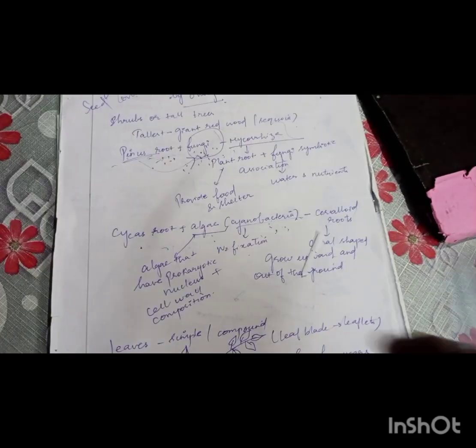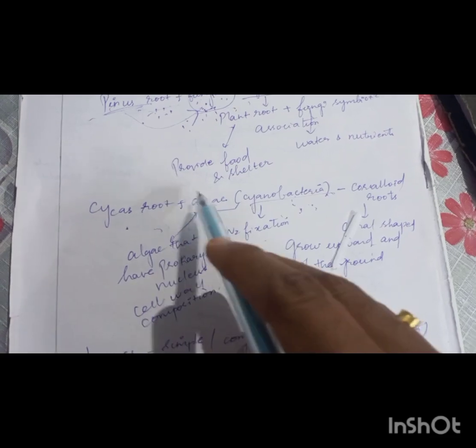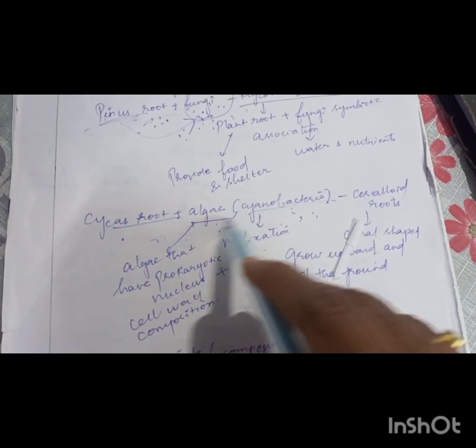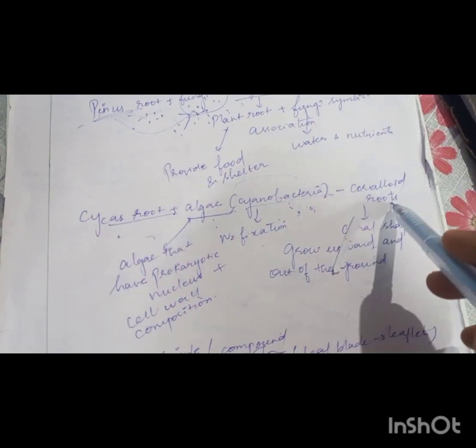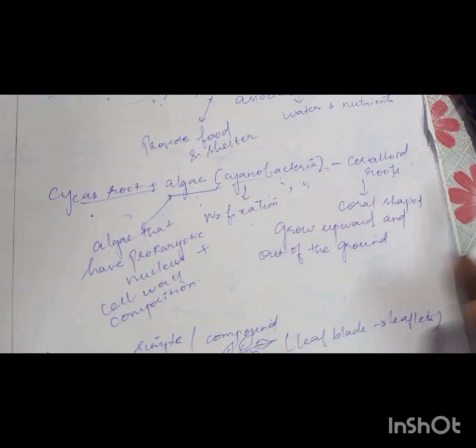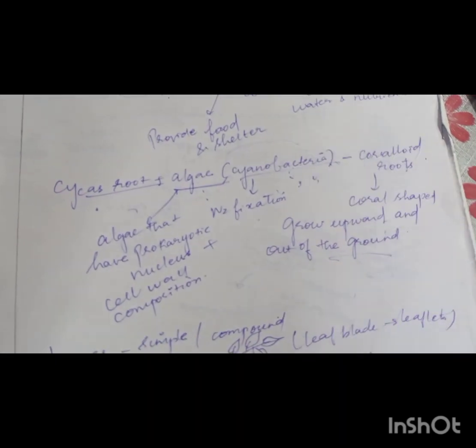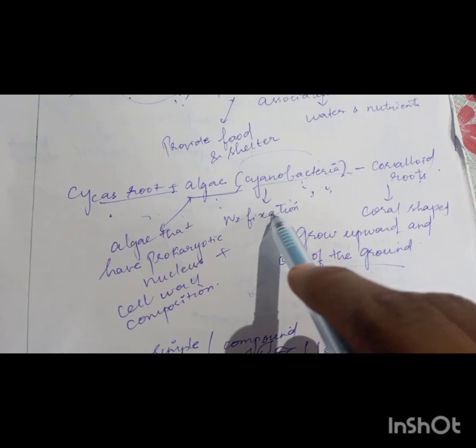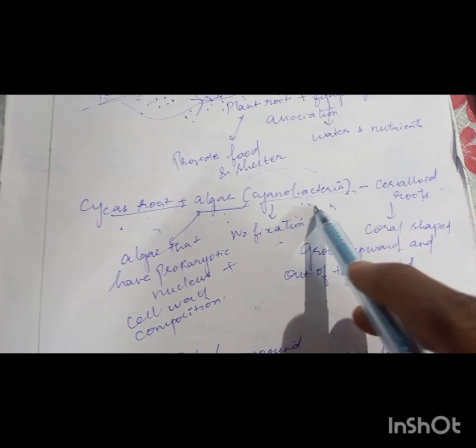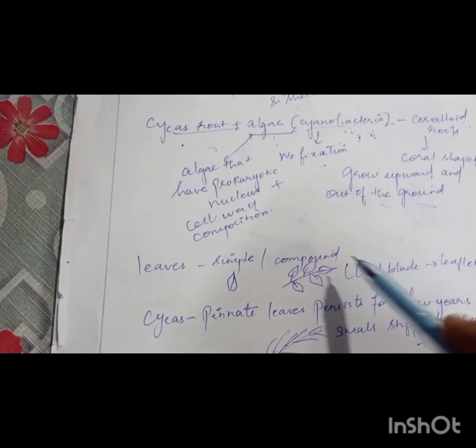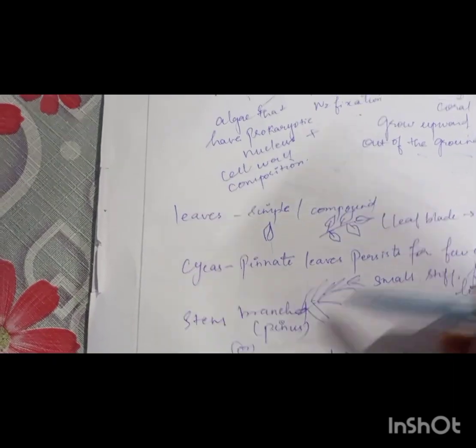So this kind of symbiotic relationship between cycas root and algae, cyanobacteria, is known as coralloid roots. So the roots are coral shaped and it will grow upward and out of the ground. So cyanobacteria will help in nitrogen fixation and it will provide nitrogen to cycas root. In return, cycas root will provide shelter to this cyanobacteria.